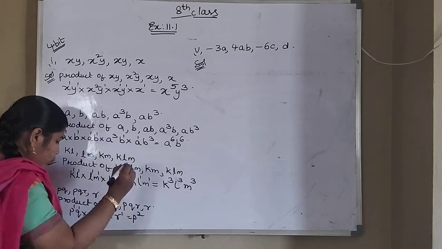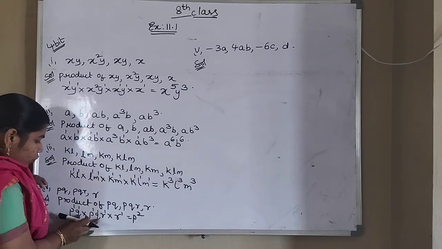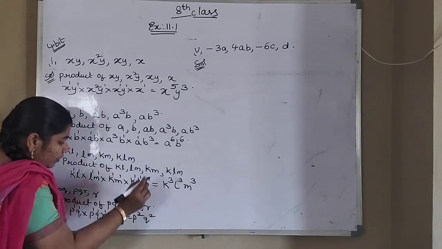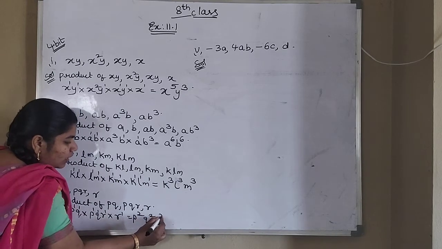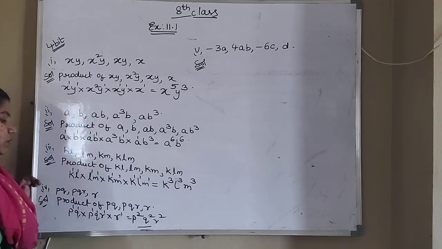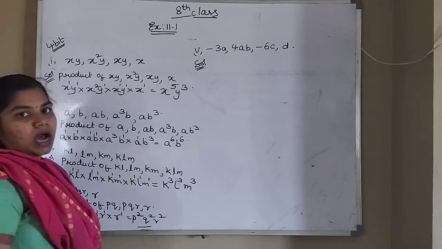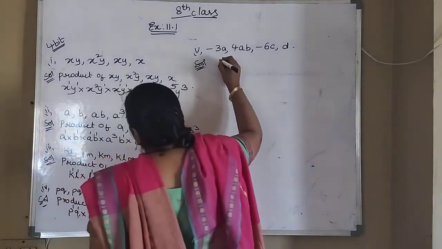So P power 2. How many Q's are there? 2 are there. So Q power 2. How many R's are there? Only 2. 1 plus 1 will be 2. So R square. So this is our result: P square, Q square into R square. So next is the last one in this.